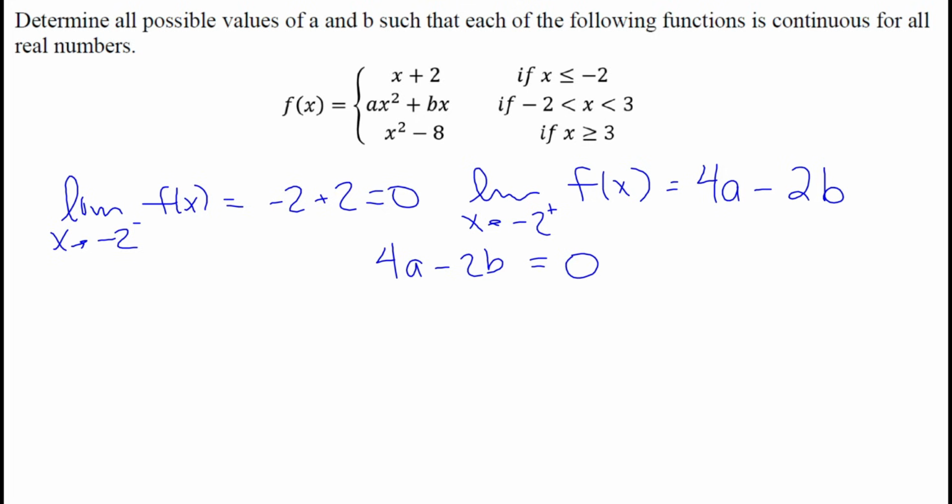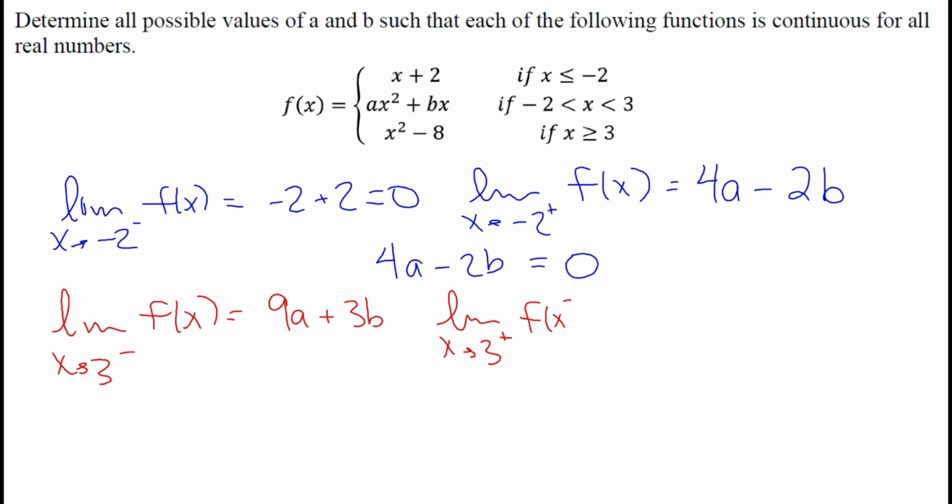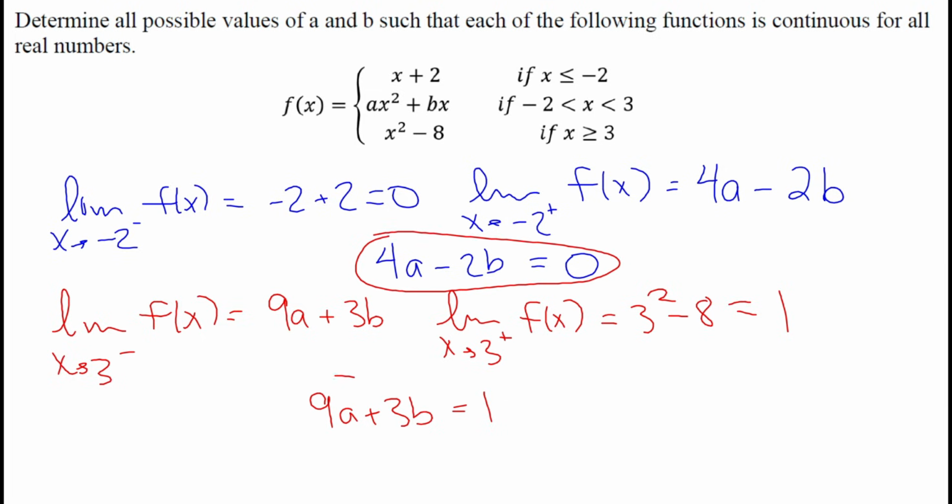Then we'll do a limit as x approaches 3 from the left of f of x, right? Which will be, well, in this case, we've got 9a plus 3b. And we'll do a limit as x approaches 3 from the right of f of x, which will be 3 squared minus 8, or 1. So what we need is 9a plus 3b to equal 1. So we've now got a system of equations here that we want to solve, right? 4a minus 2b equals 0, and 9a plus 3b equals 1.